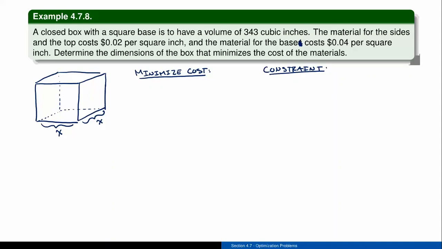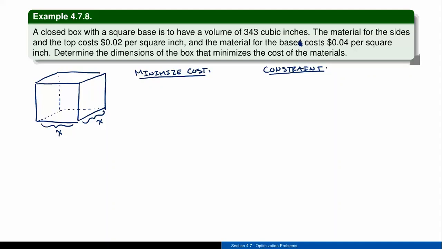The situation here is all around this idea that I'm going to be trying to build some box. In this case, this box is going to have a square base and a specific volume. I need this box to have a volume of 343 cubic inches. So hopefully when you see that, some kind of alarm goes off: hey, this is going to be the constraint. And that's exactly what's going to happen in this situation.